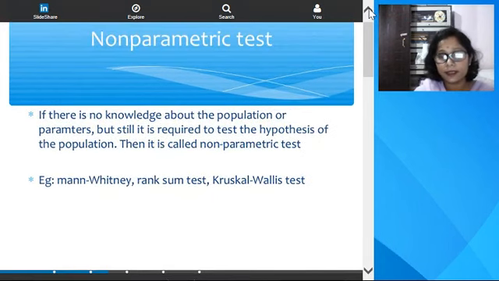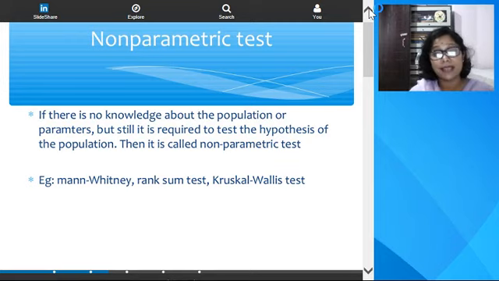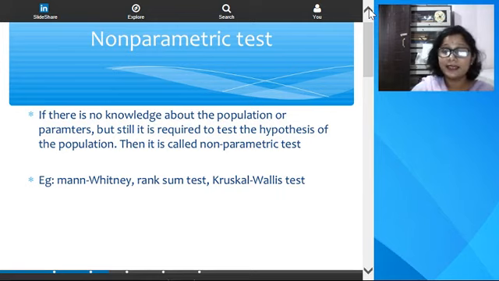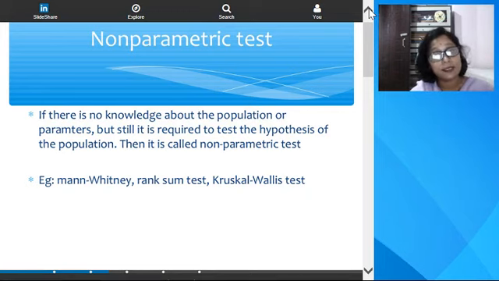Now come to the non-parametric test definition. Non-parametric tests are those tests which are applied if there is no knowledge about the population or parameters, but still it is required to test the hypothesis of the population. Then it is called non-parametric test. So I am again repeating the definition of non-parametric test. The tests which are applied if there is no knowledge about the population or parameters, but still it is required to test the hypothesis of the population, that kind of test or that kind of statistics are known as non-parametric statistics.